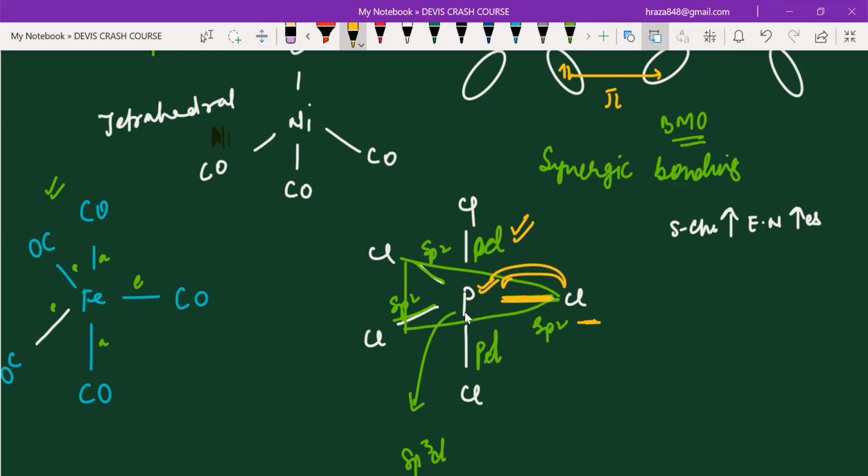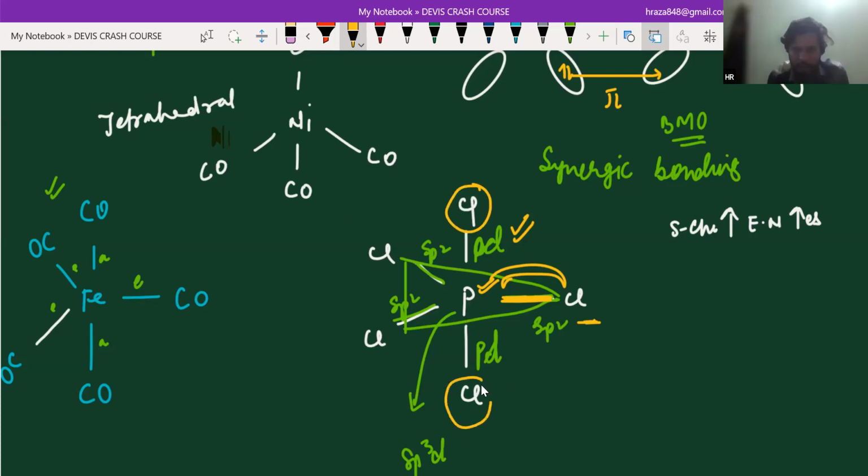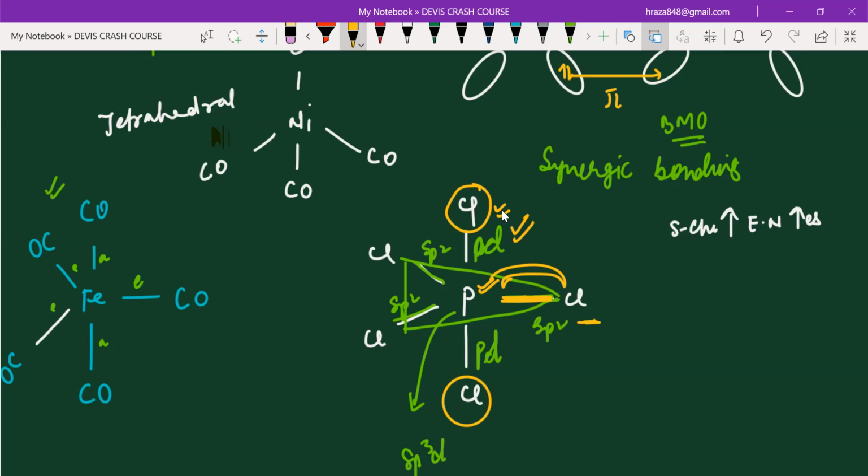Another reason is that if this bond is shorter, there will be a force of repulsion. Are you getting my point? Because there are 5 bonds and 3 bonds are like this, so there will be repulsion, and in order to minimize the repulsion, it will go farther from the initial. Very good. So can I change the slide?